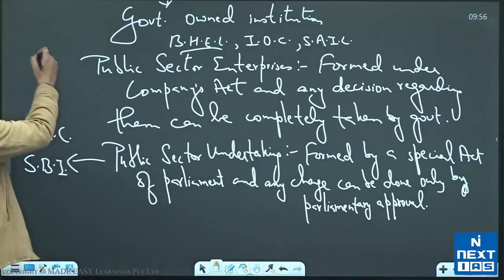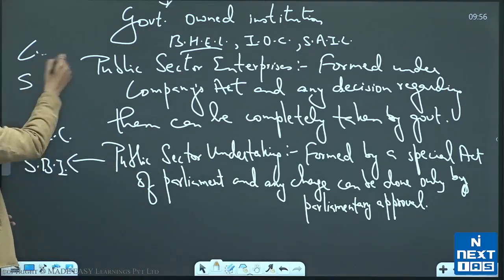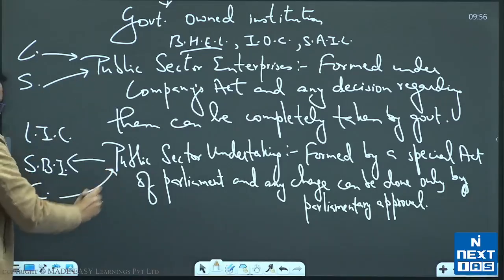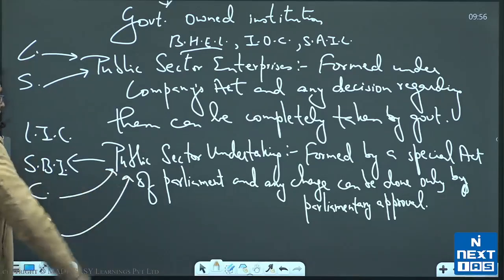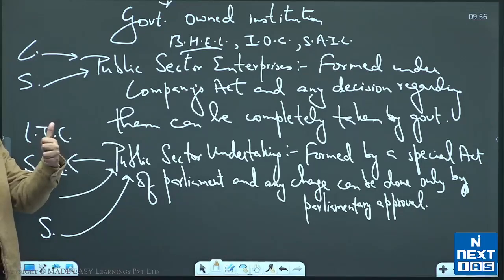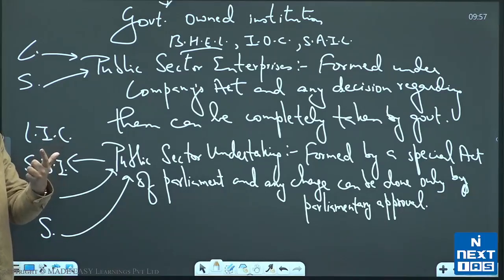Now there can be central public sector enterprises and state public sector enterprises, and similarly central public sector undertakings and state public sector undertakings. That means what? Owned by the central government or owned by the state government. So there can be ownership of the central government and there can be ownership of the state government.